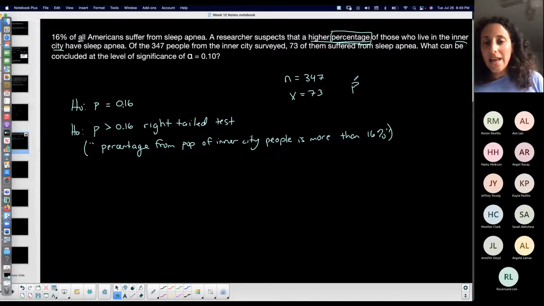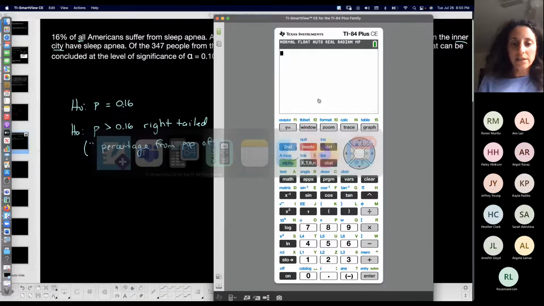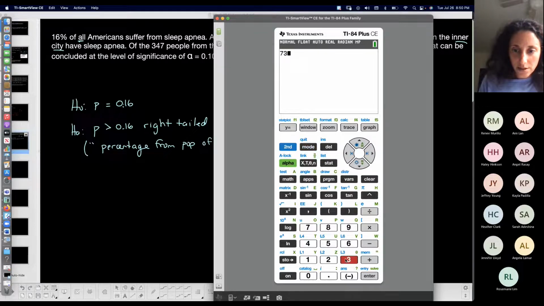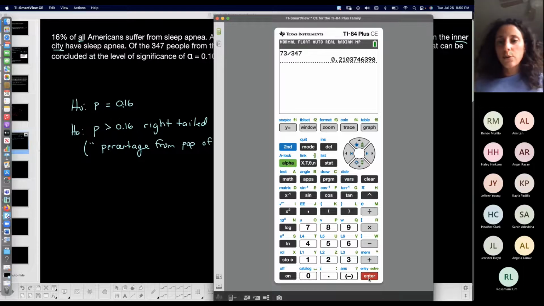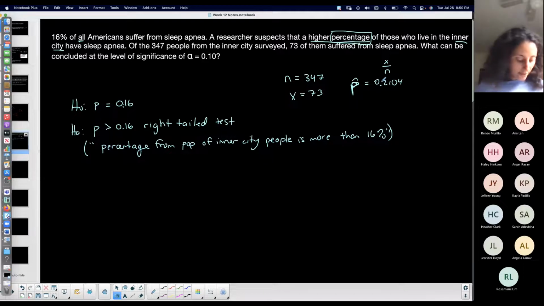So let me ask you this. What would this P hat represent, if I were to calculate it? 73 out of 347 is 0.2104. This is my X over N. What does that represent? Sample proportion, yeah. That is the proportion from the sample of people of inner city that had sleep apnea. 21% of the sample taken from the inner city had sleep apnea. So in the sample, more than 16% had sleep apnea. So I'm assuming that we might be supporting the alternative, but we'll see.